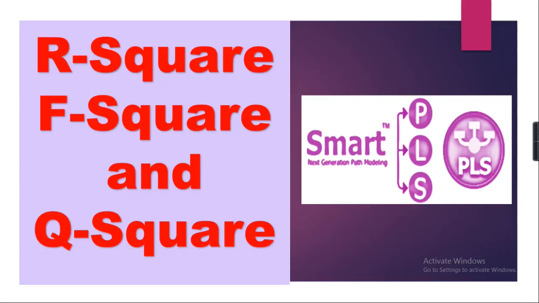Welcome. In this session, we will discuss and understand the concept of R square, F square, and Q square. We will also analyze, calculate, measure, interpret the concept of R square, F square, and Q square in Smart PLS3 practically. R square is also known as coefficient of determination, whereas F square is an effect size as well as Q square is predictive relevance.